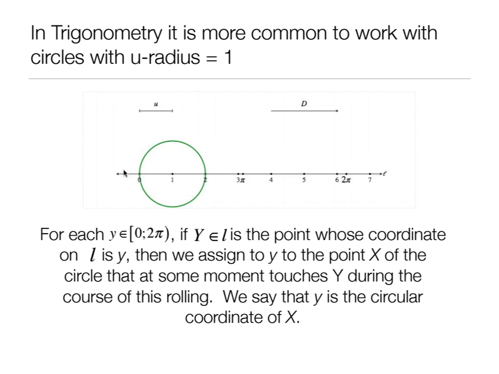In trigonometry and higher level math, it's more common to work with circles with a radius of 1. That way we can assign angles along that circle as we go, or coordinates along the circle. And notice that the circumference of a circle is 2 pi r. So if I were to take this circle and roll it along this number line, I would assign numbers from 0 to 2 pi because the radius is 1.